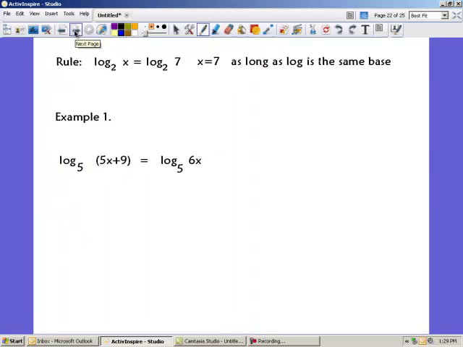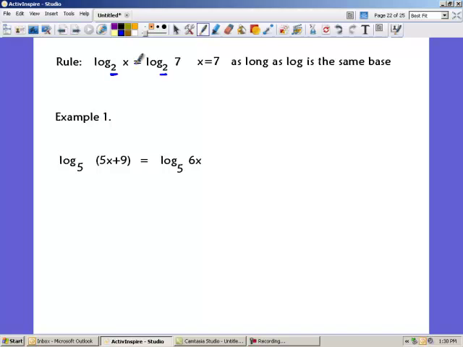All right, now the last rule that we have is, remember in the first rule we said that if we had the same base on each side of the equation that you could cancel it out and bring down the exponents. The same thing goes for the log. As long as these bases here are the same on each side of the equal sign, then you can cancel them both out and put whatever's left to set it equal to each other.